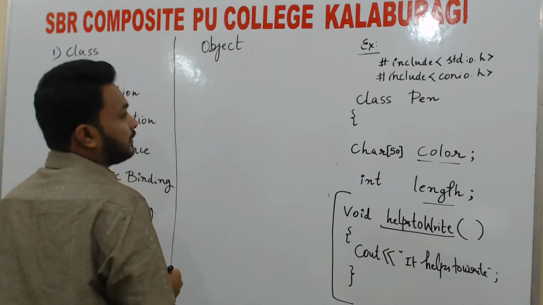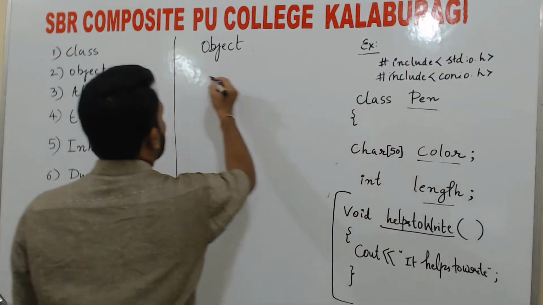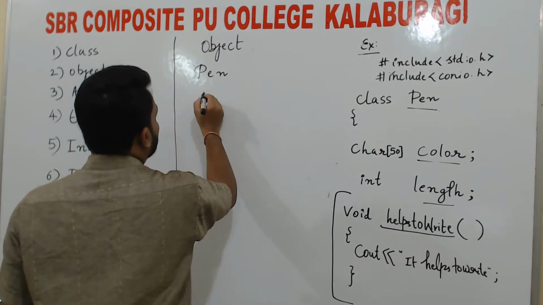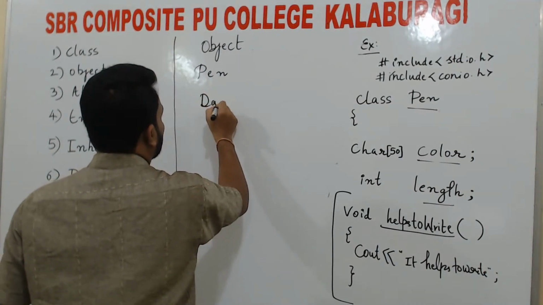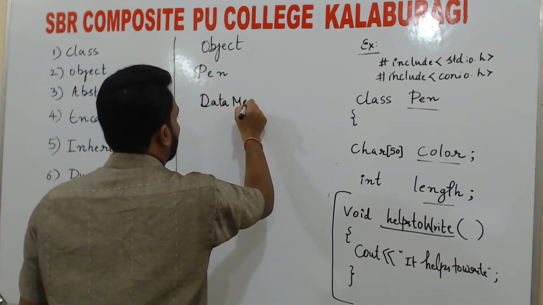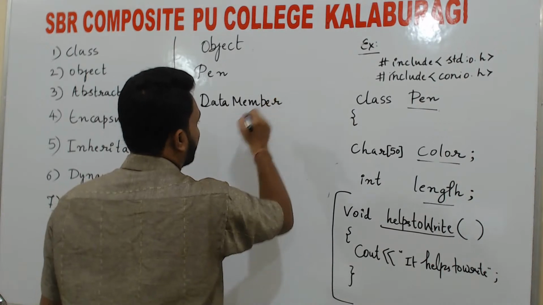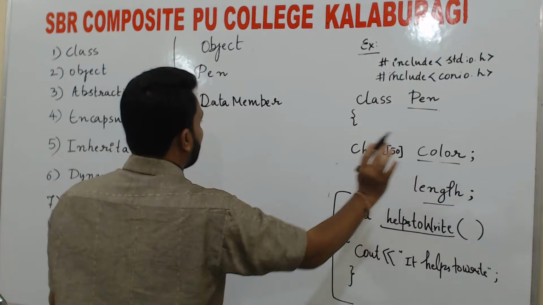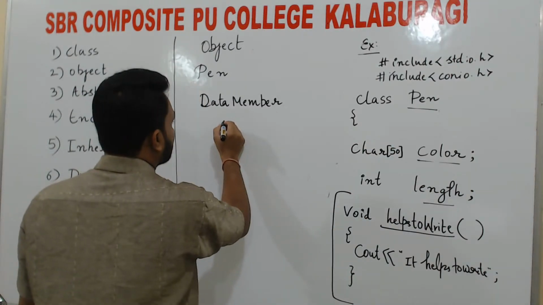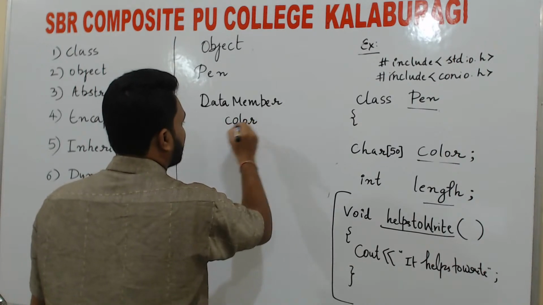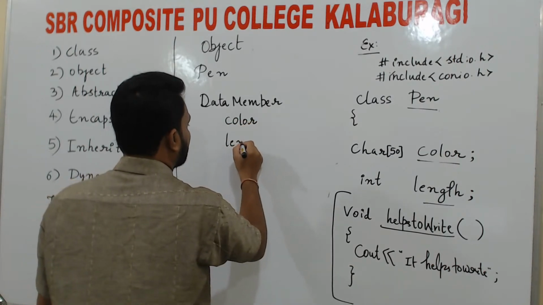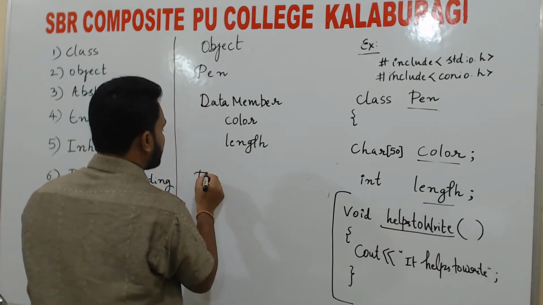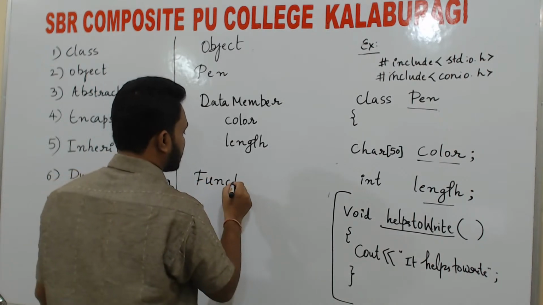Which object have we taken? Pen object. So we will write here pen object. Same, it includes a data member or a property. You can take anything. Data member and properties are the same. So what data member does it include? Color and length. And the object also includes functions.